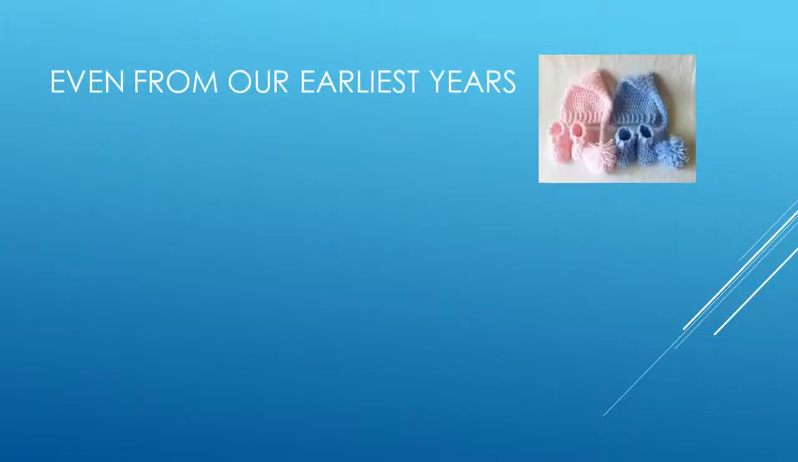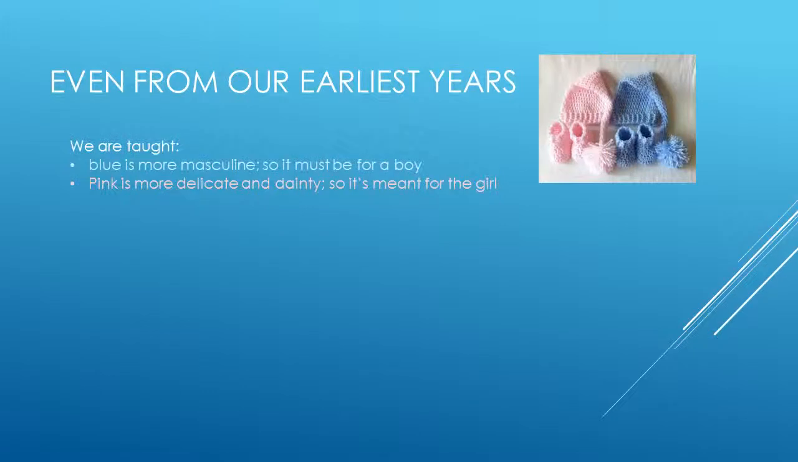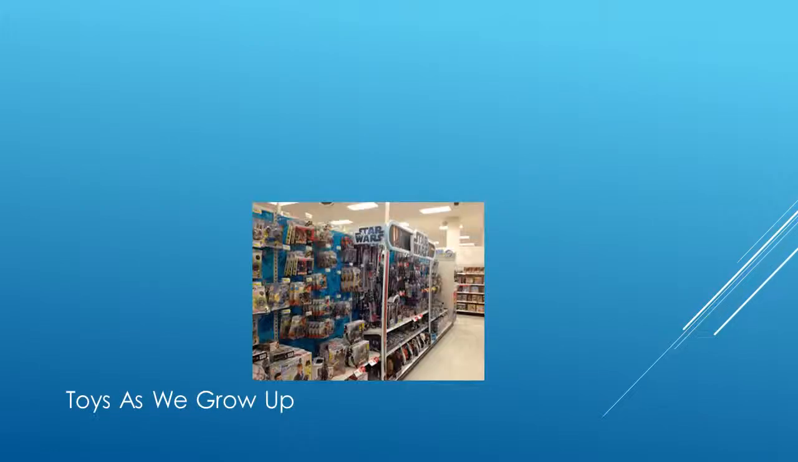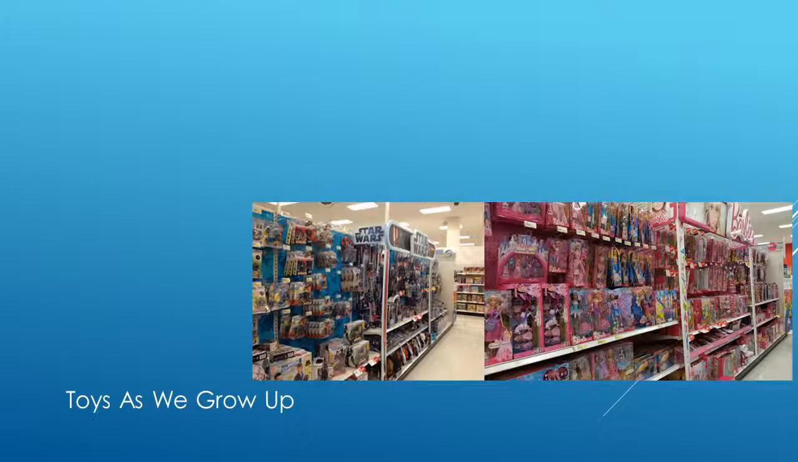Even from our earliest years, we are taught that blue is a more masculine color, so it must be for the boy, and pink is more delicate and dainty, so it's meant for the girl. So newborn boys are wrapped in blue blankets and a blue hat, and the girl is wrapped in a pink blanket and a pink hat. With toys, even as we grow up, we are shown that the blue section of the store is for boys, and the girl section of the store is pink.